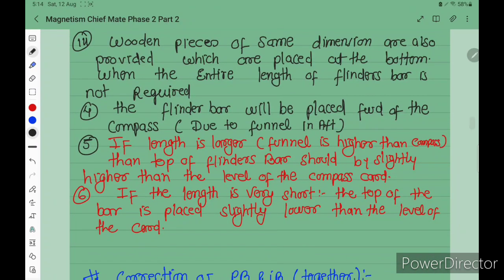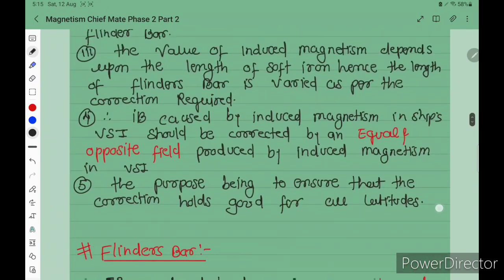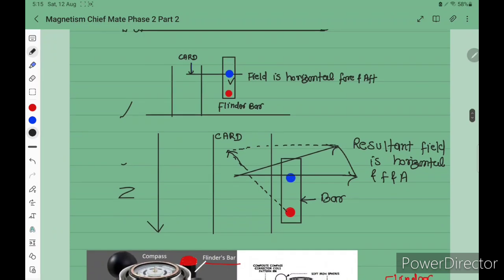If the length is very short, the top of the bar is placed slightly lower than the level of the card. The second diagram: resultant field of the horizontal fore and aft.